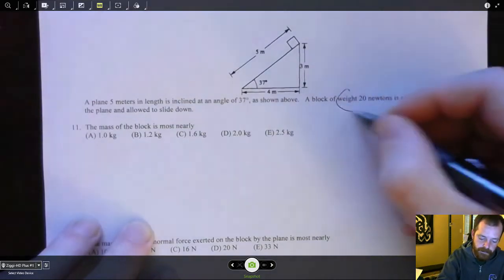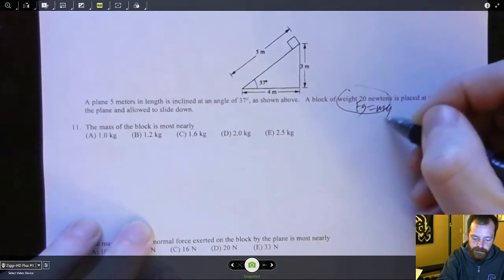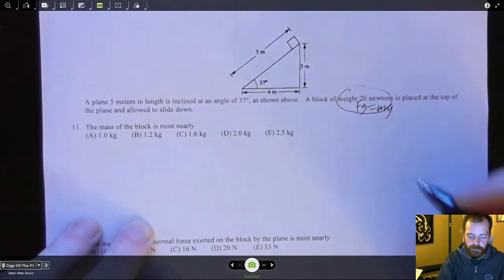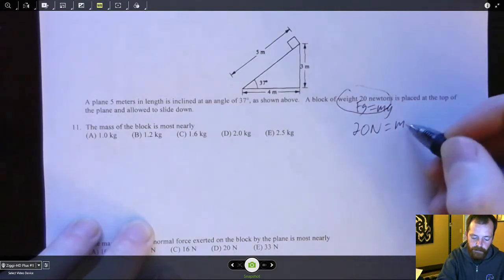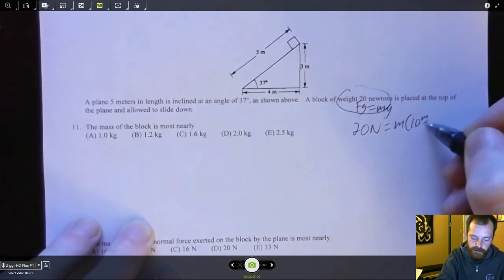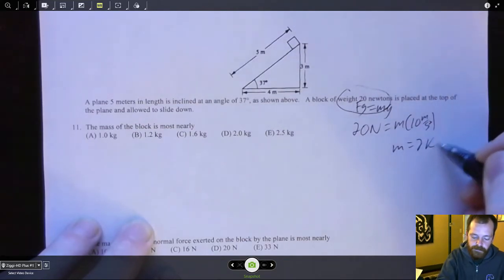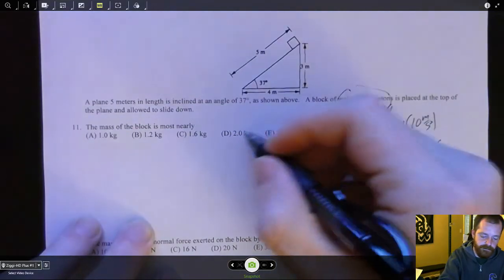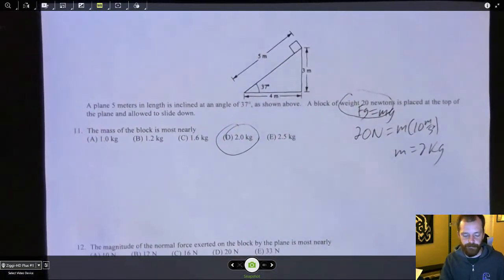Weight is your force of gravity. Force of gravity is mass times the acceleration due to gravity. Well, if the force of gravity is 20 newtons, I'm solving for m. I know g is 10 meters per second squared. Divide 10 by both sides. m is equal to 2 kilograms. So most of you guys did fine there. Figured that out pretty quick.